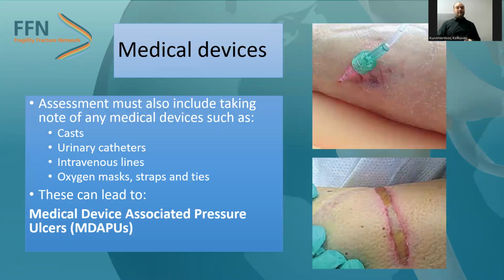Medical devices such as casts, catheters, and IV lines are a source of intense pressure on the skin and can lead to a specific type of pressure injury. These are known as medical device-associated pressure ulcers. It is essential that the presence of any medical devices is recorded as part of the risk assessment so they can be included in the prevention plan.